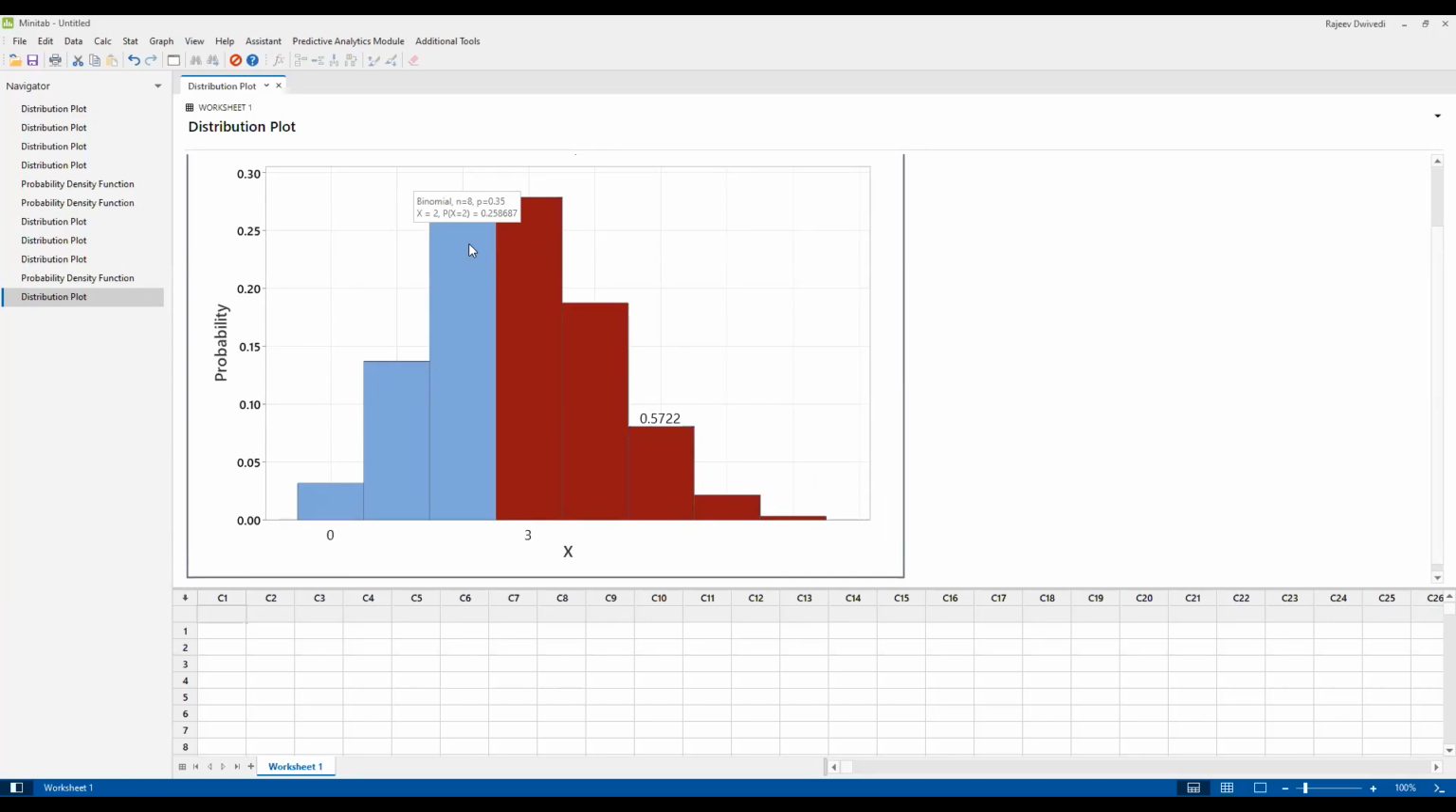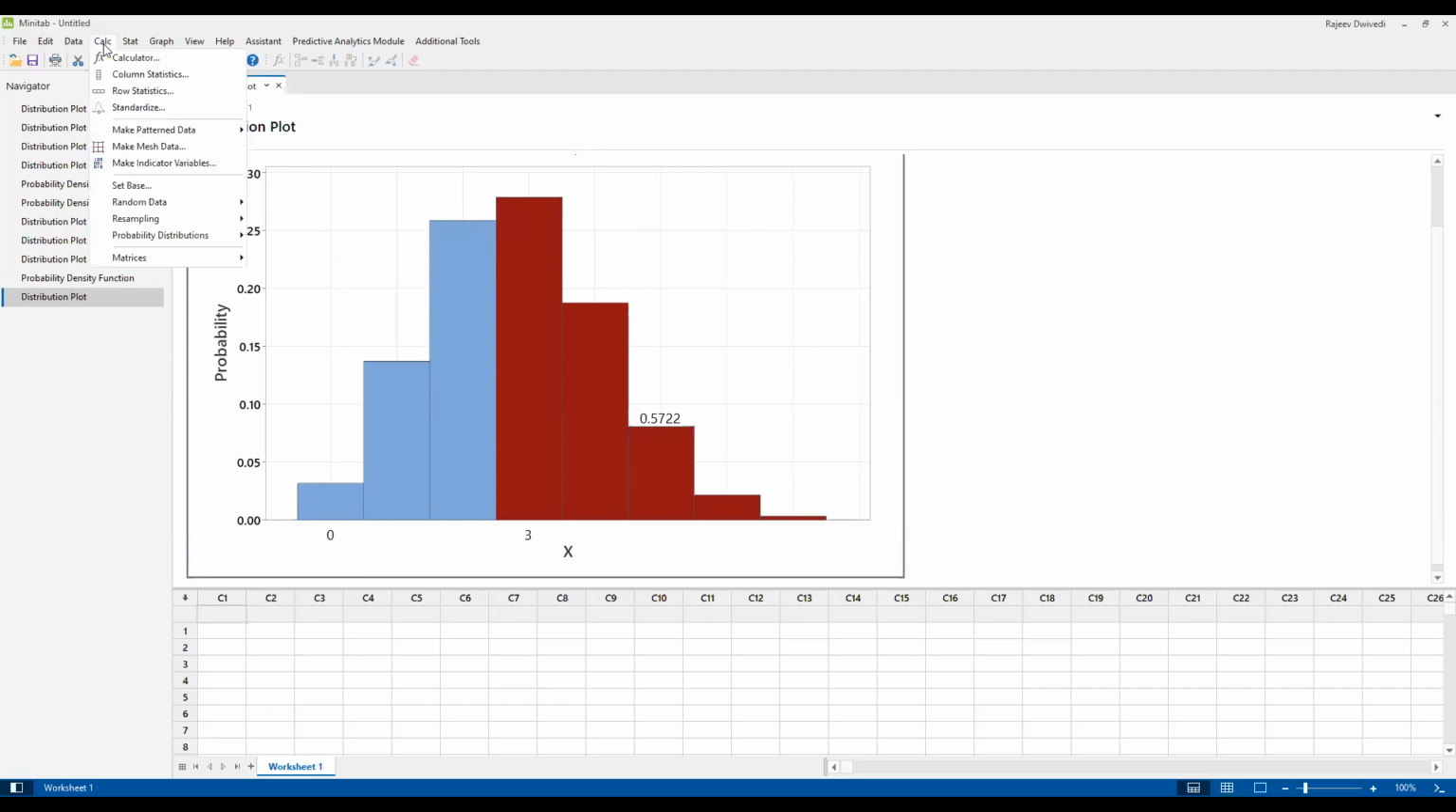So this is coming 25%. And this is the probability distribution of the entire thing. So this is coming, if you can see, 0.25. I am going to explain in a different way.